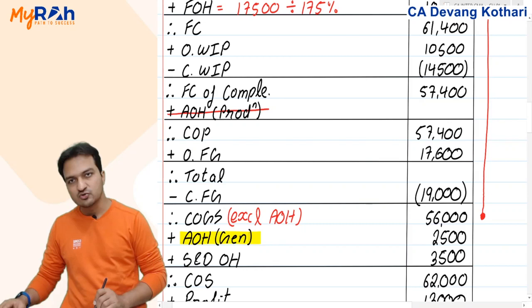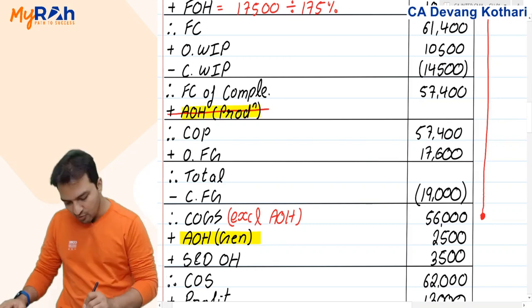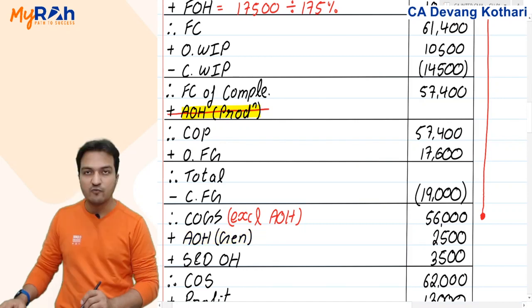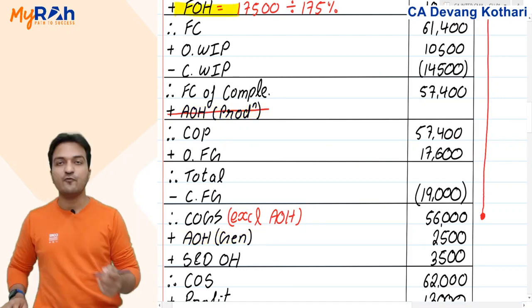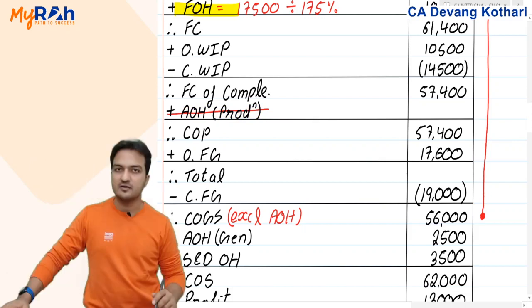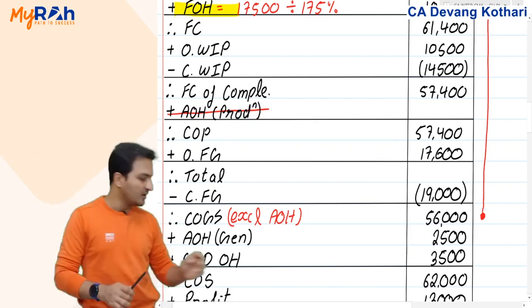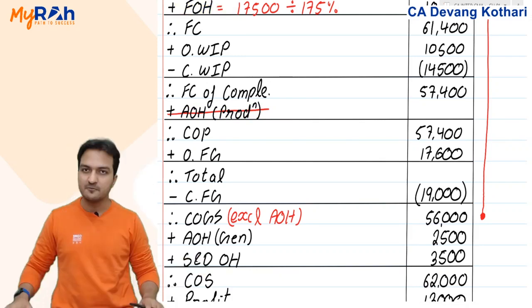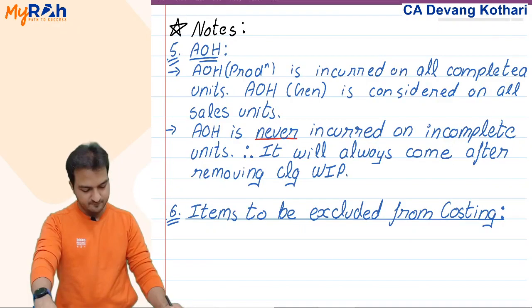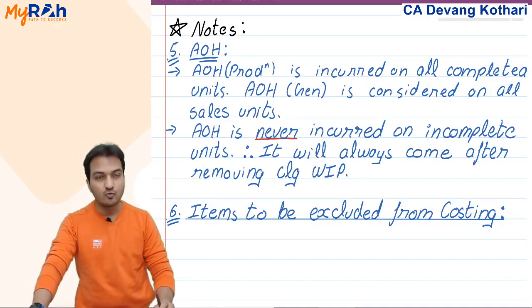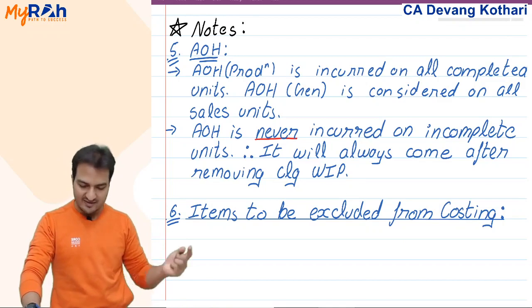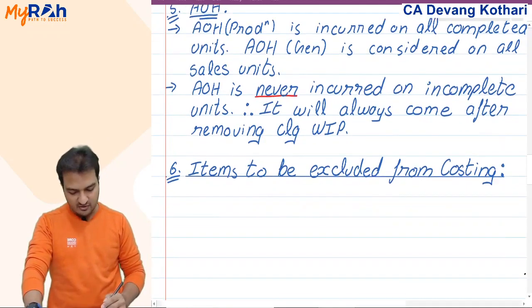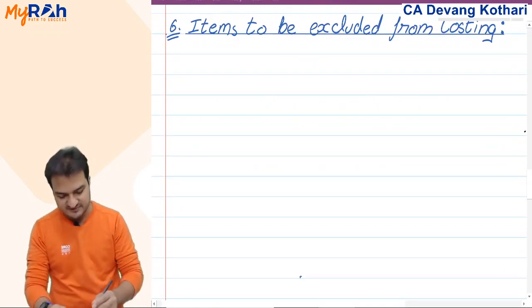Admin overheads might come over here after completed units, but admin overheads will never come over here before removing the completed units. Admin overheads will never come before the completed units. Yes, this is basically how admin overheads are supposed to be treated. Done? Yes. Okay. Now, one more set of notes I need you to write down is note number 6. I'll write, you just copy first, then I'll discuss. Yes?